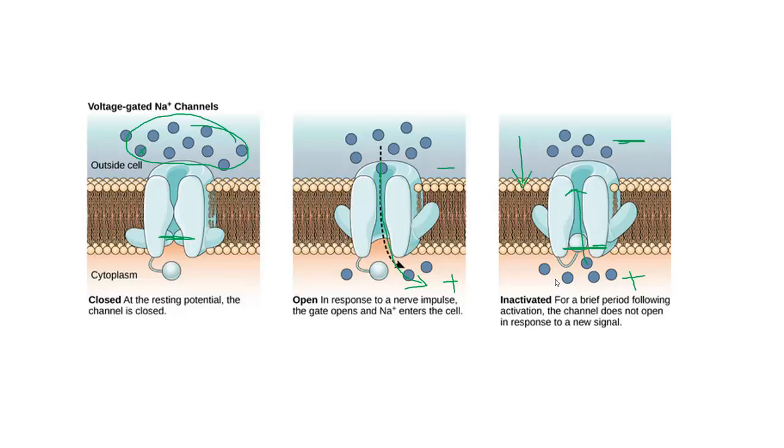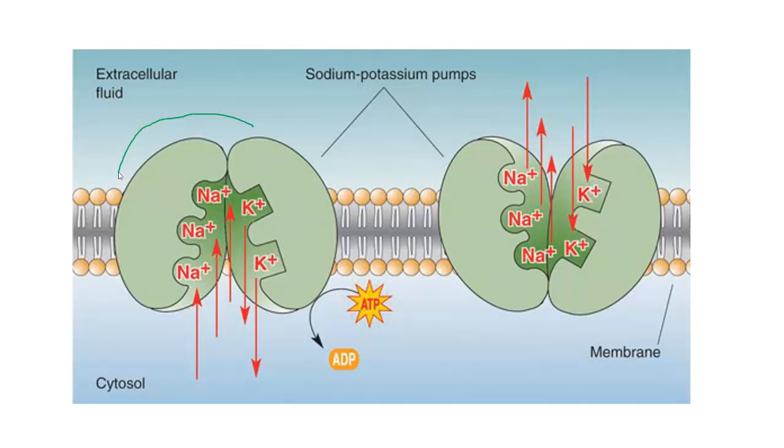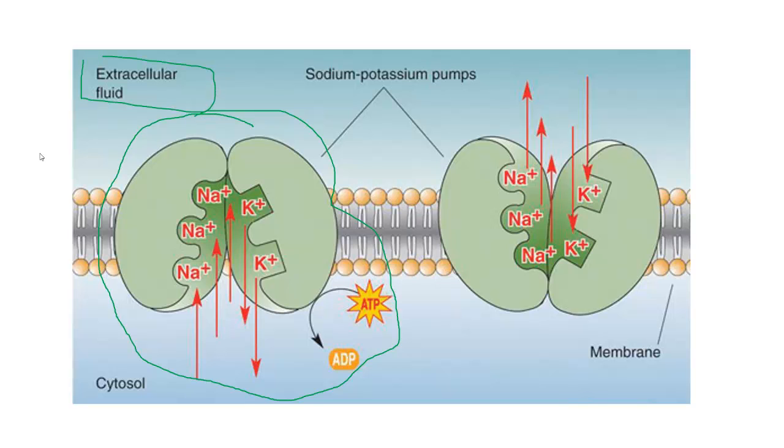Then how are we going to maintain homeostasis? Enter the sodium-potassium pump. That is how we are going to maintain homeostasis. The sodium-potassium pump is a transmembrane protein. So this is the sodium-potassium pump right here. Sodium typically hangs out in the extracellular fluid right here. This is inside. So this is the cytoplasm right here.